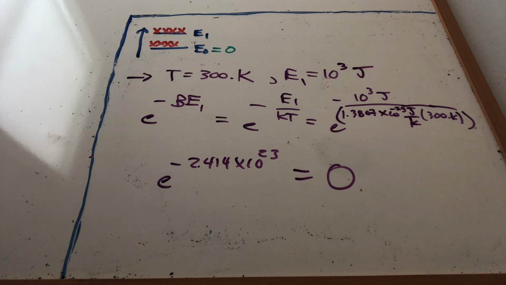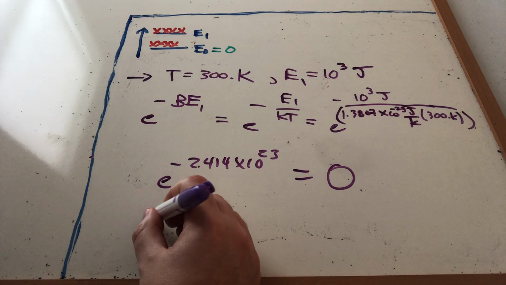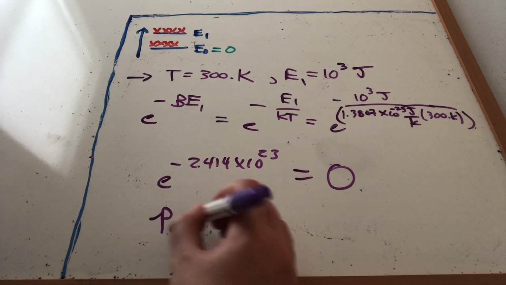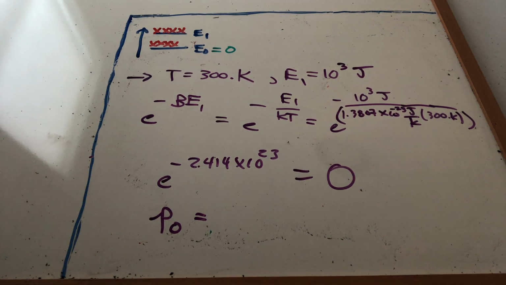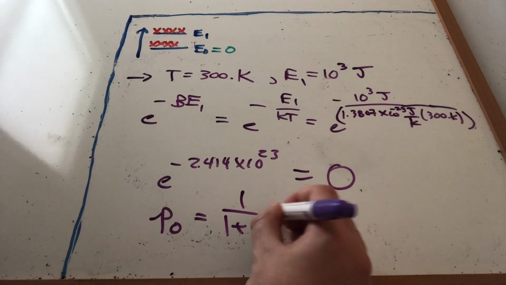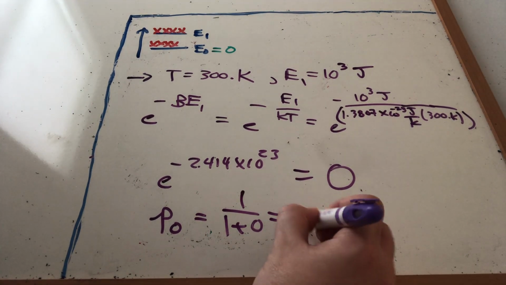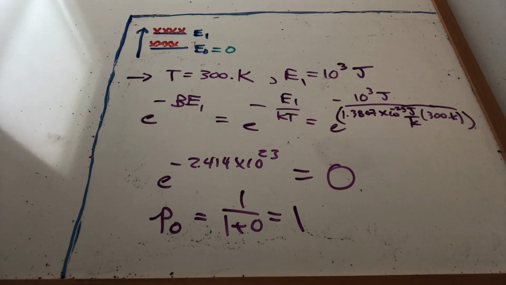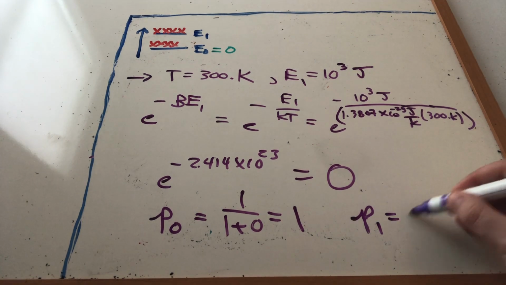Now let's make sense of this result. If I go and look at P0, this is 1 over 1 plus 0. Wait a second, it looks like we have our low T result. Well, wait a second, I'm at room temperature, and I'm talking about a low T result. When we go and look at P1, what are we going to get? We're going to get 0.